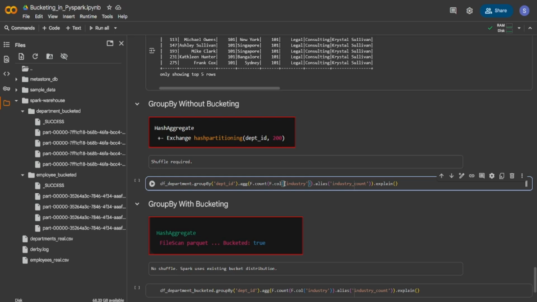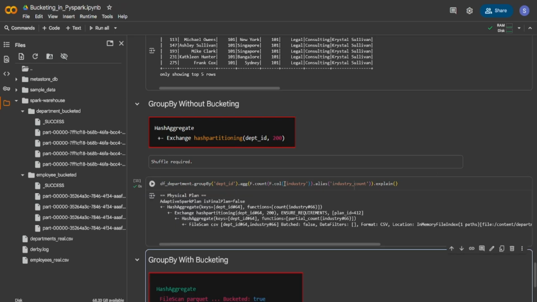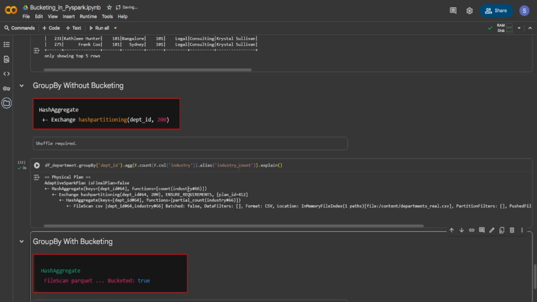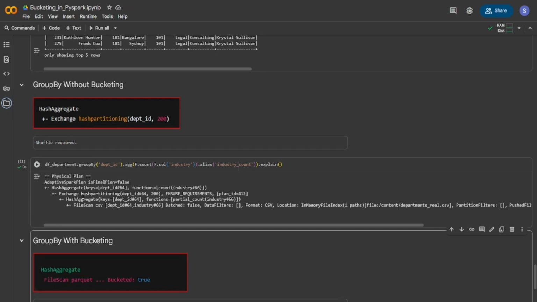Now, let's examine the impact of bucketing on a non-join operation, that is aggregation. Grouping by department ID on the raw department data. If we look at the physical plan, aggregation requires all the records with the same grouping key, that is department ID, to be processed together for the final calculation. Since the raw data is not co-located, Spark is forced to perform an exchange hash partitioning to move all the keys to the same machine before the final hash aggregate can be computed.